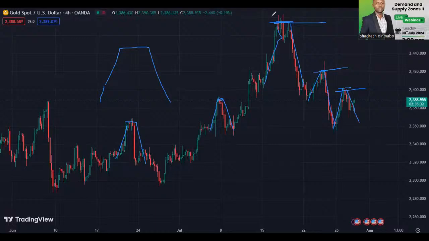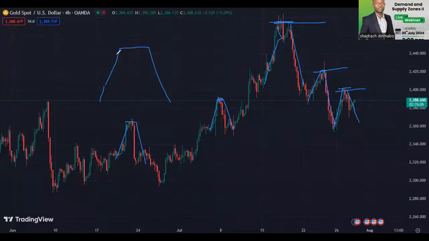So after you have identified it, you can now begin to talk about it. But this supply zone, is it a valid one? Has it been invalidated, or is it still valid? Like these ones, they have not been invalidated, so they're still valid supply zones. So that's it. We push on in that regard.